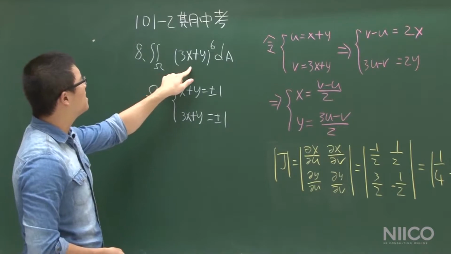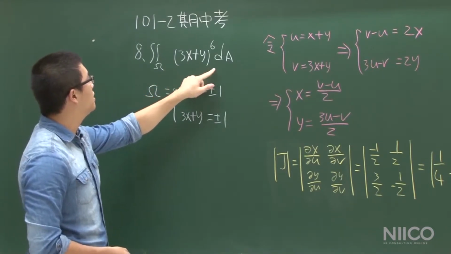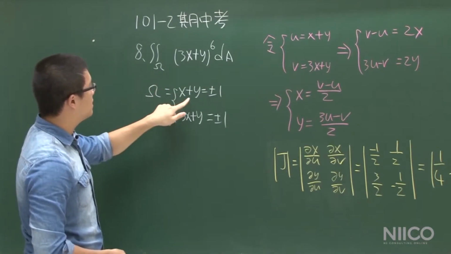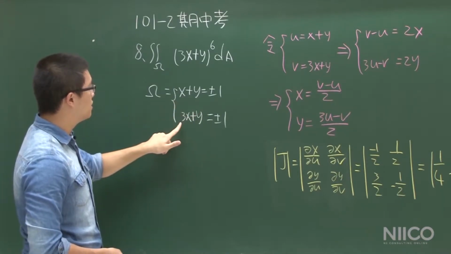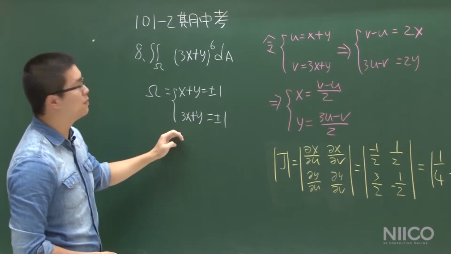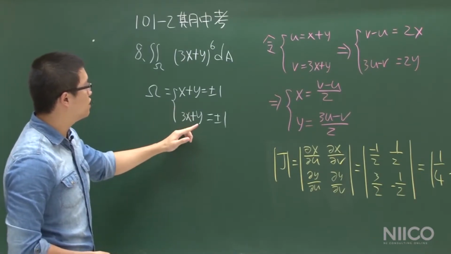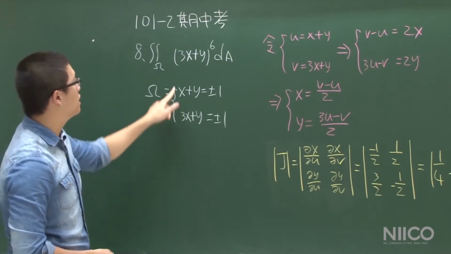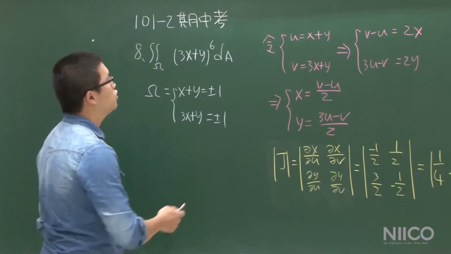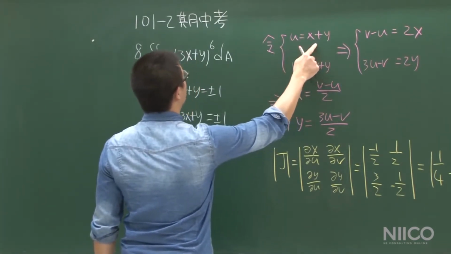Hello everyone, so in this problem we have the surface integral of (3x + y)^6 dA. And this area is defined by these two equations. The first equation is x + y equals positive or negative 1. And the second equation is 3x + y equals positive or negative 1.